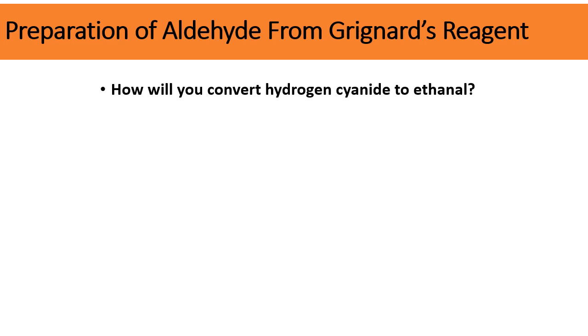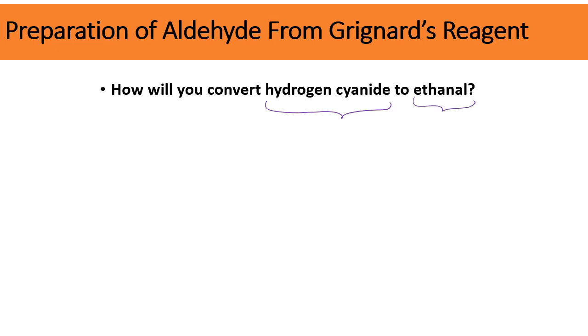The logic and the equation which I have discussed in the previous slide is now being asked differently. You can just read this question and we will try to analyze and break it into parts and then solve this problem. How will you convert hydrogen cyanide to ethanol? So what we have here is two names. One name we have is hydrogen cyanide, the other name we have is ethanol.